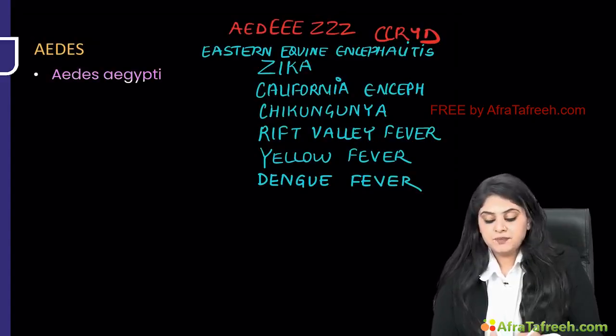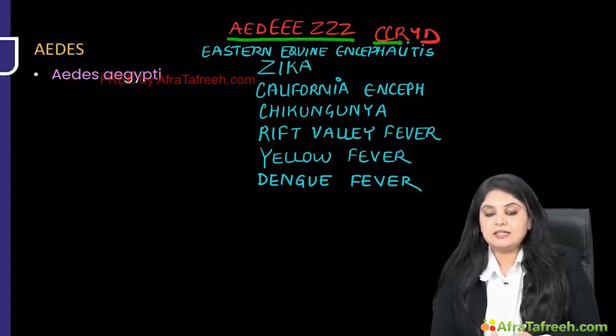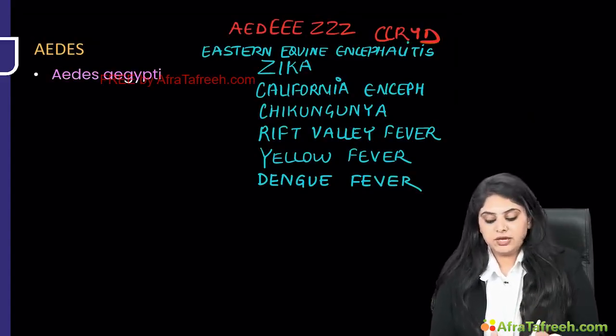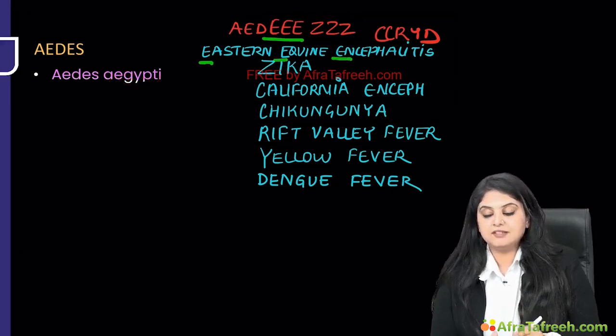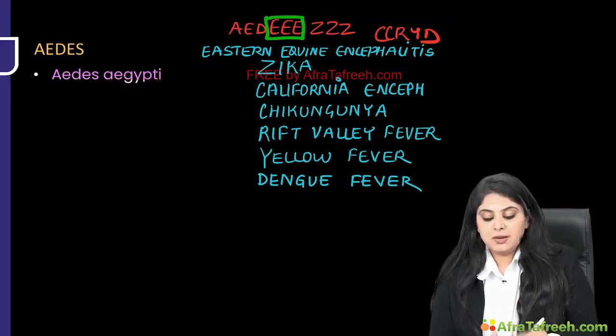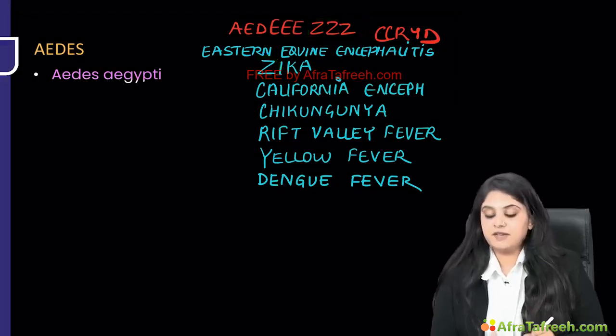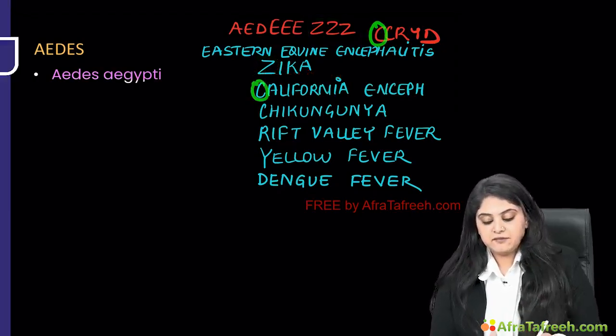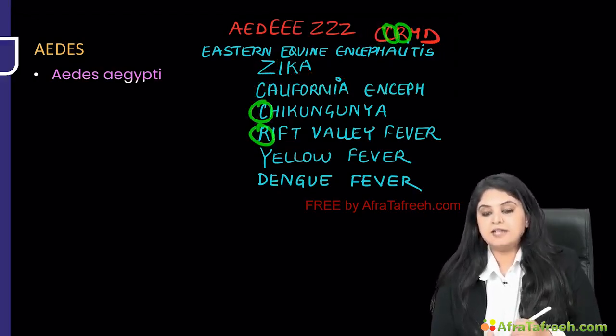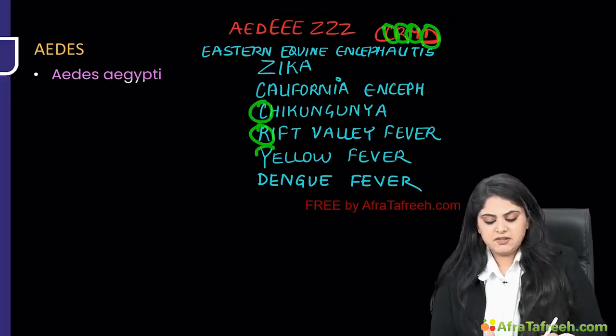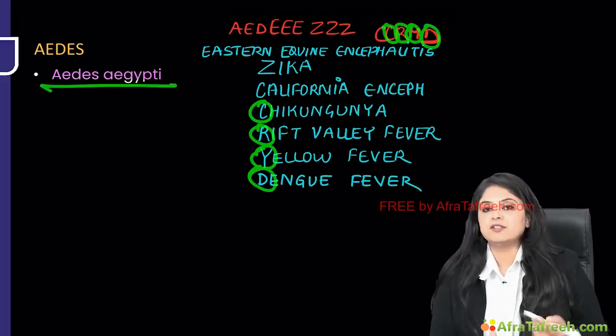So how are you going to learn? You are going to write Aedes, Aedes mosquito cried. So when you write Aedes, I have emphasized on some alphabets. Aedes, so E's, Eastern equine encephalitis. Z, Aedes will remind me of Z for Zika virus. Then we have C for California encephalitis, C for chikungunya, R for Rift Valley fever, Y and D, I think everyone knows, yellow fever and dengue fever are transmitted by Aedes.